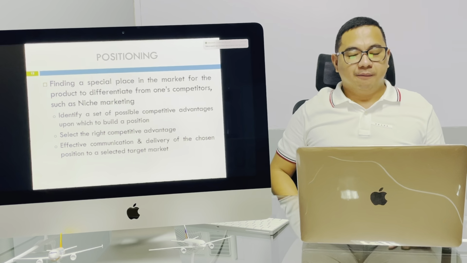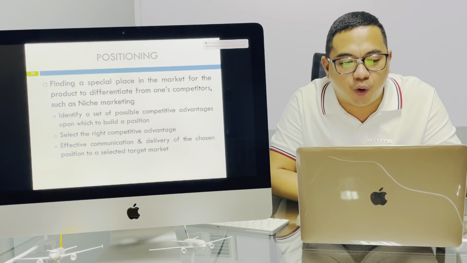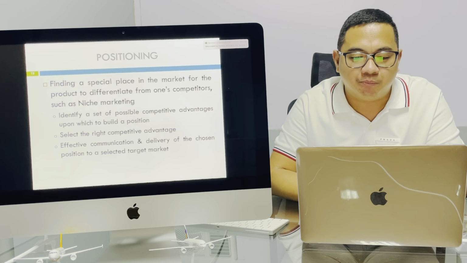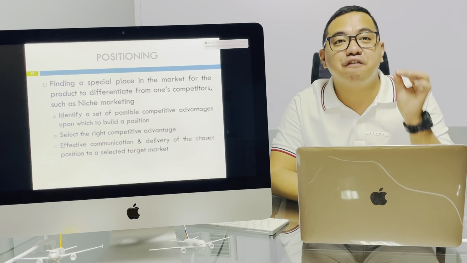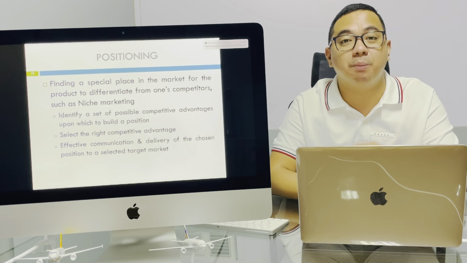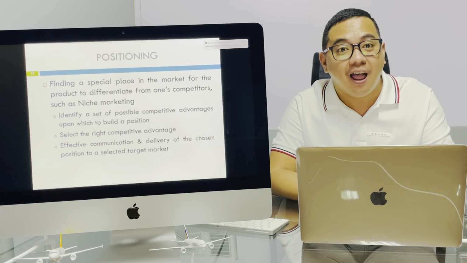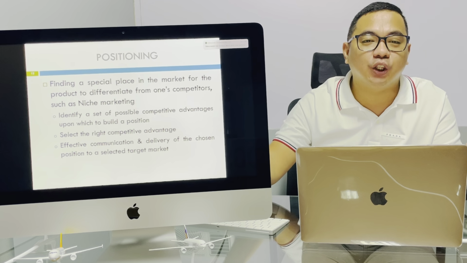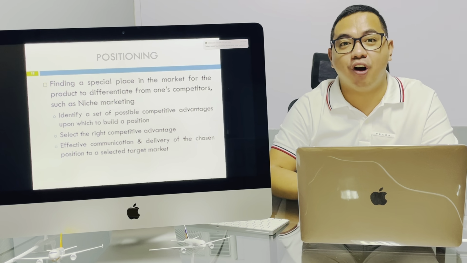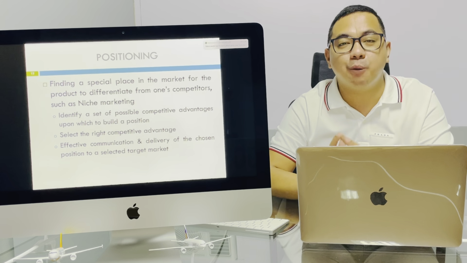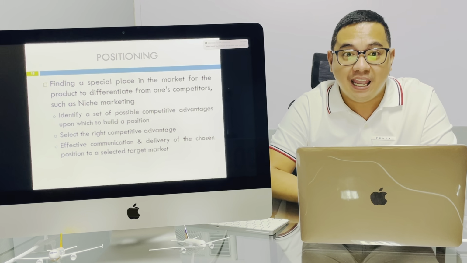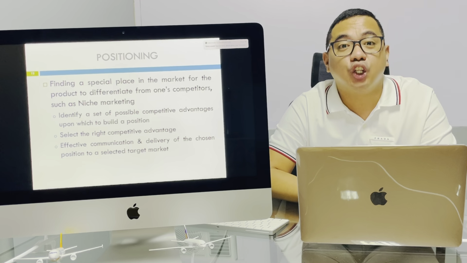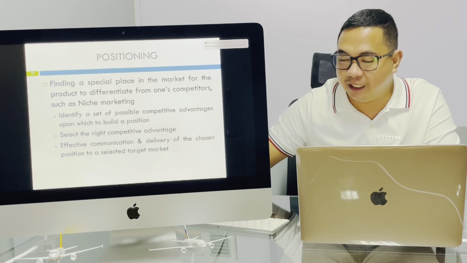Ang positioning, yes. Ang positioning is finding a special place in the market for the product to differentiate from one's competitors such as niche marketing. So, you have to identify a set of possible competitive advantages upon which to build a position. Ano ang imo nga advantage as compared sa isa ka seller or isa ka marketer para makabuild kayo sa imo nga position. Okay. Select the right competitive advantage and of course, effective communication and delivery of the chosen position to a selected target market, which is very important.